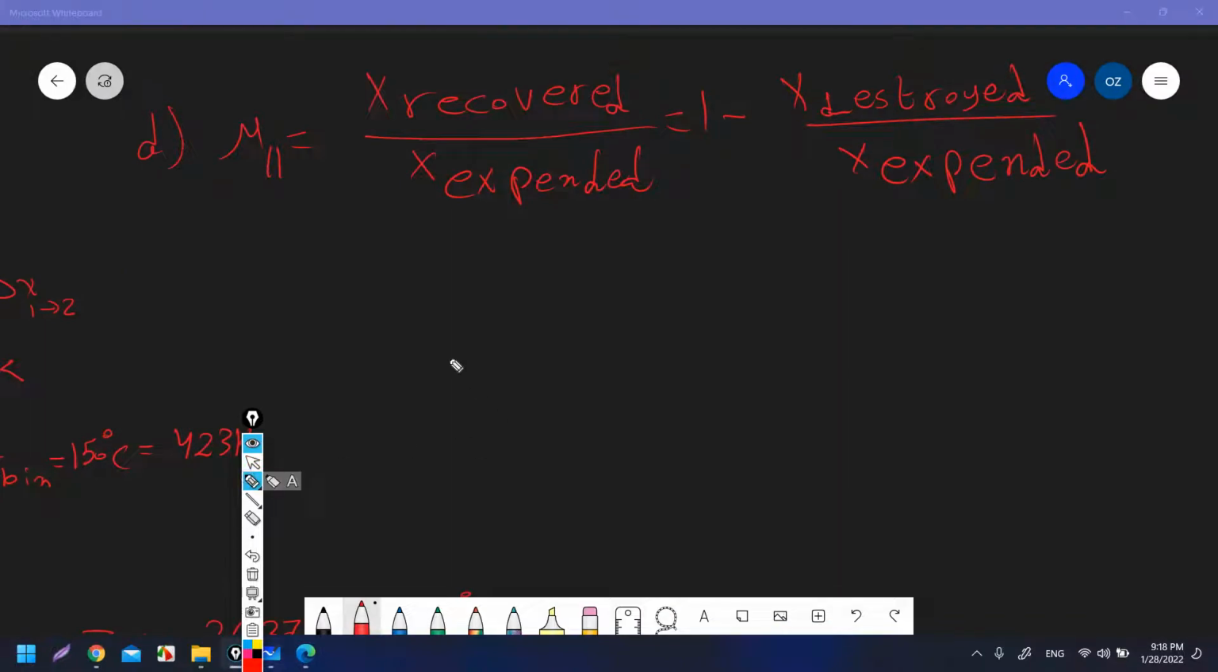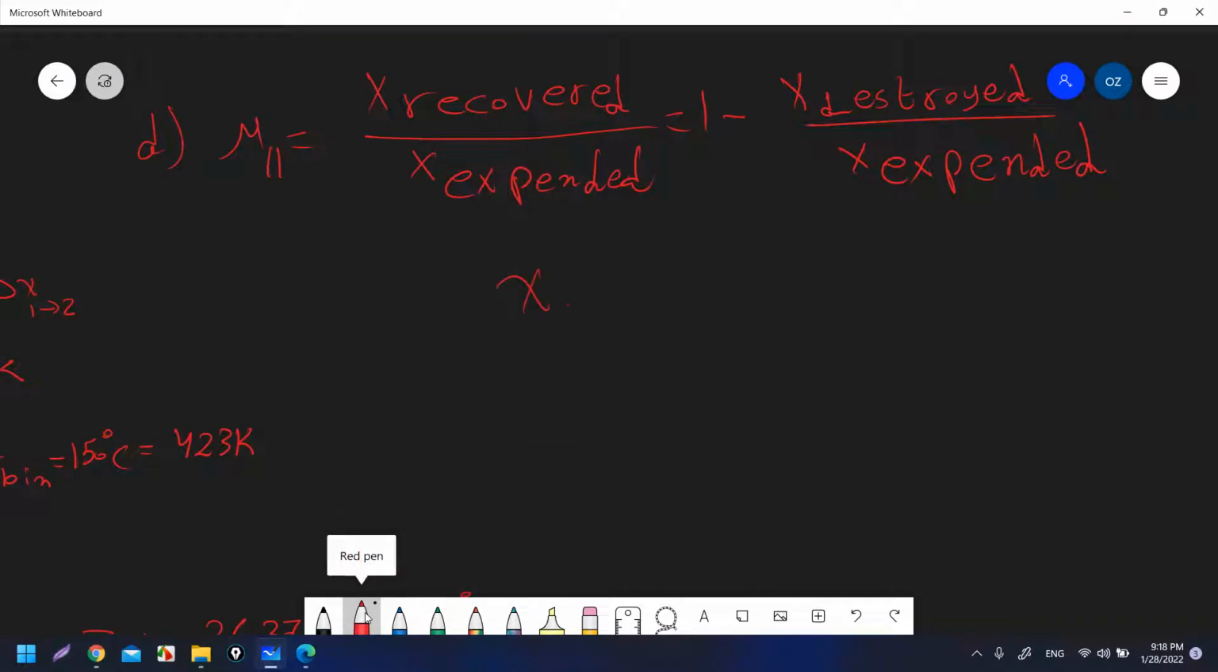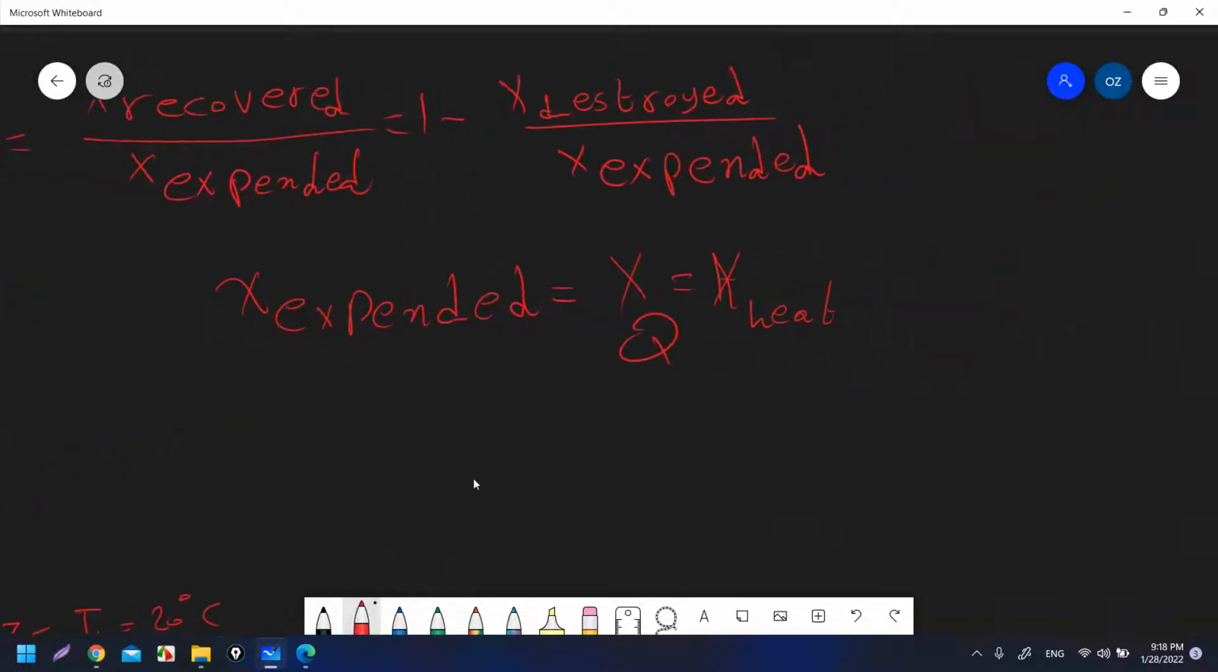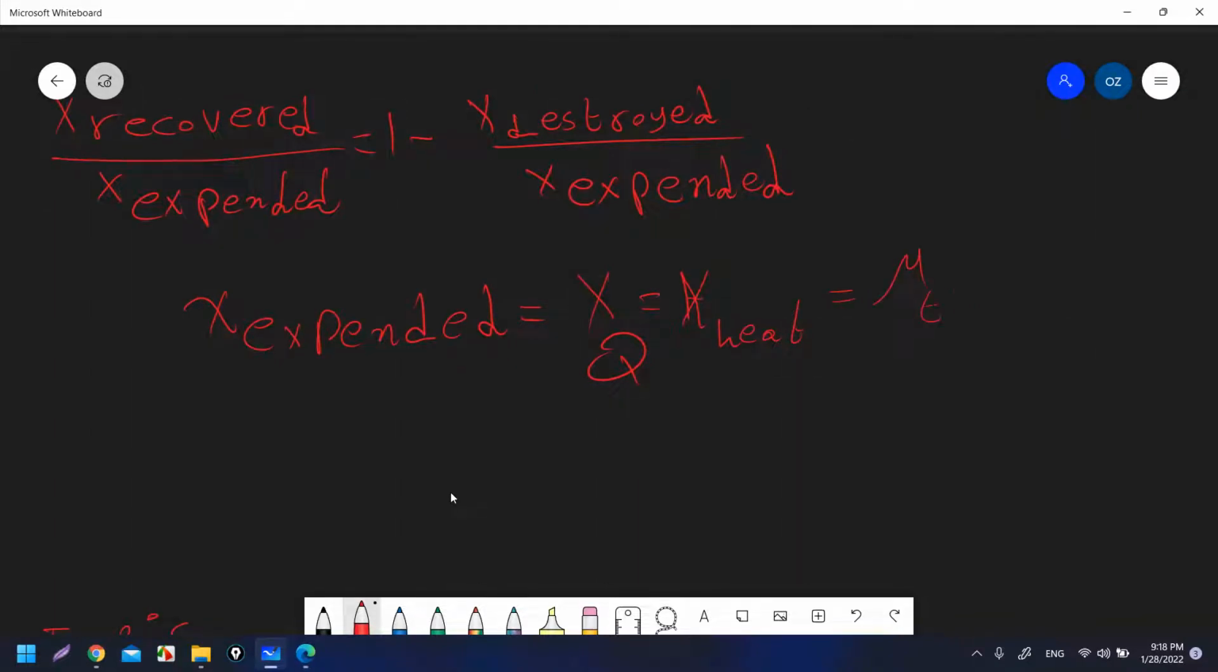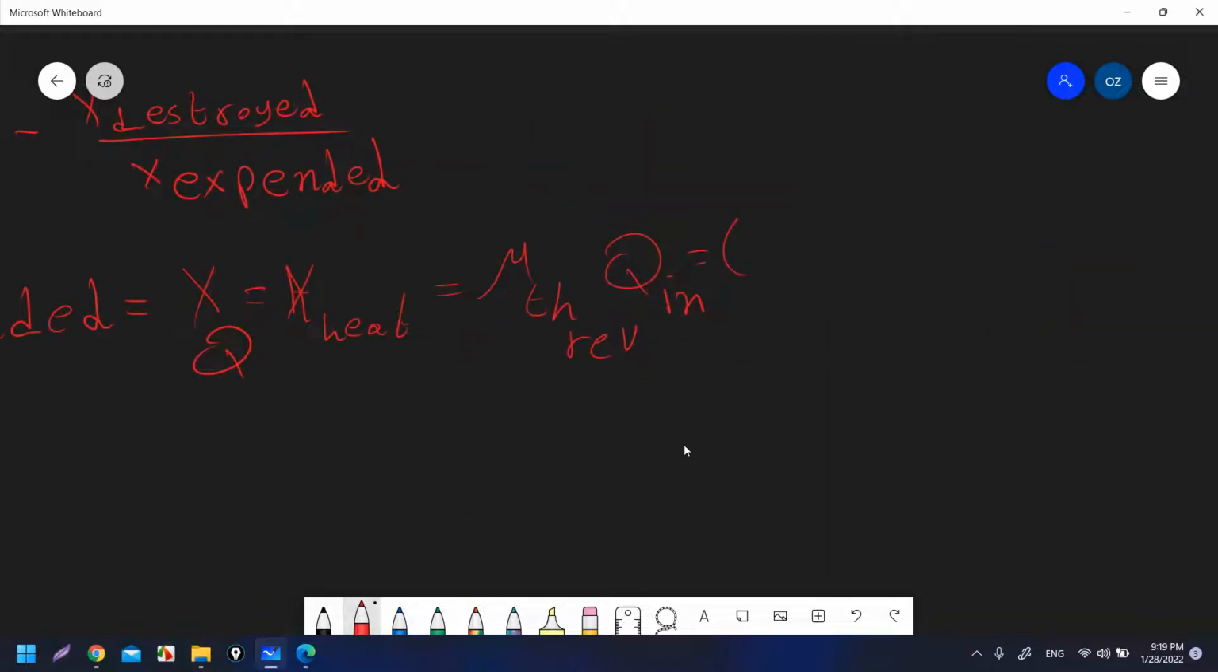Okay, so we will say that X expanded is equal to X Q, or X by heat, and is equal to the efficiency of a reversible heat engine times Q in. So we write it like 1 minus T naught over T, since a reversible heat engine follows the Carnot cycle. Here it is T source, the highest temperature source, times Q in.